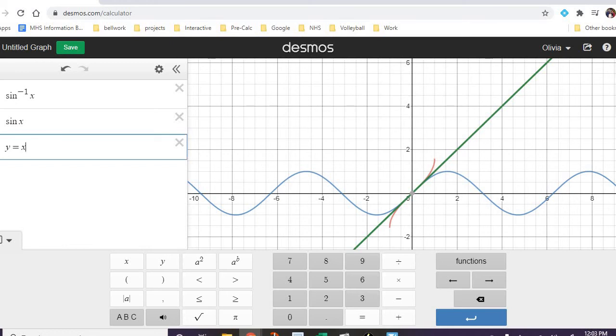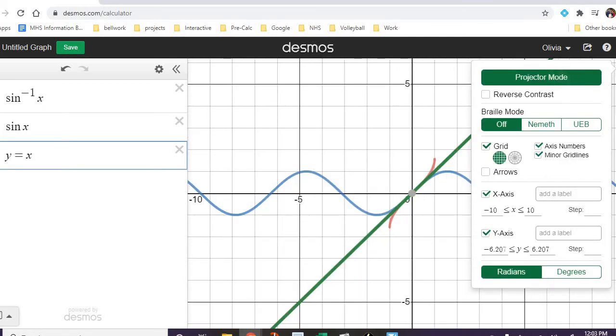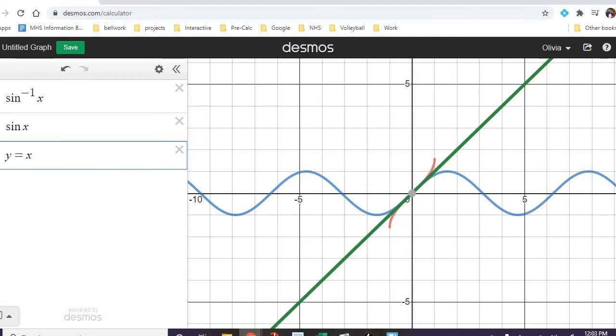So notice that if we were to draw these two graphs, they intersect at (0, 0). Notice that my red graph is kind of like, if we just flipped it, we would get that blue graph. But because our blue graph is so close to that line, that's why they look so similar. The farther away you get from that line, the more different they're going to look.